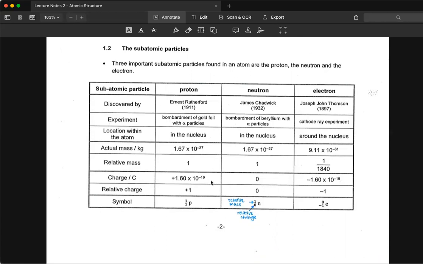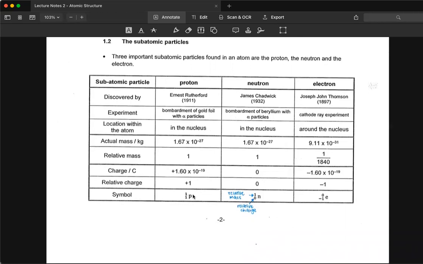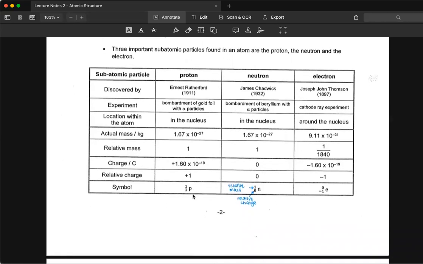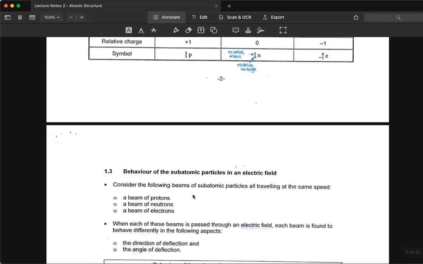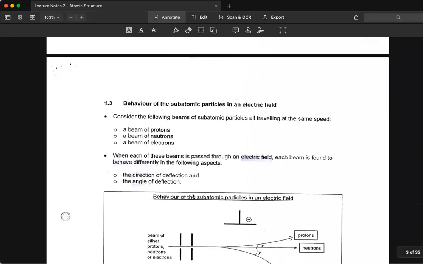The number seems to be very small, so we convert it to relative charge, where the proton has a relative charge of +1 and the electron -1. And these are the symbols of protons, neutrons, and electrons. Now, looking at the behavior of subatomic particles in an electric field, consider the following beams of subatomic particles traveling at the same speed.